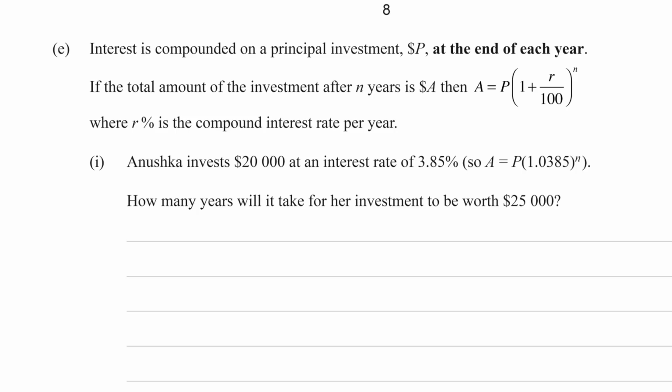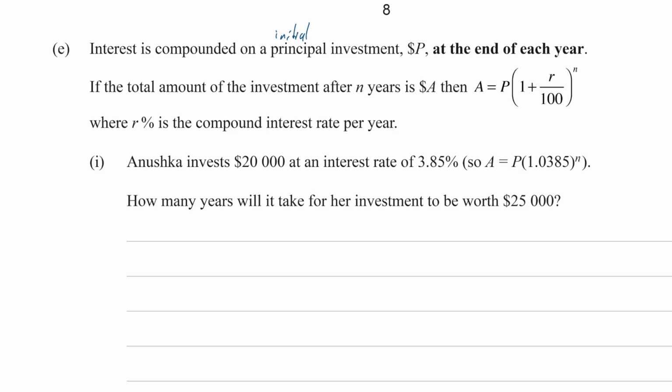Yay, we get to talk about money. So interest compounded on a principal investment. Principal investment just means your initial amount. It's your principal, measured in dollars, at the end of each year.